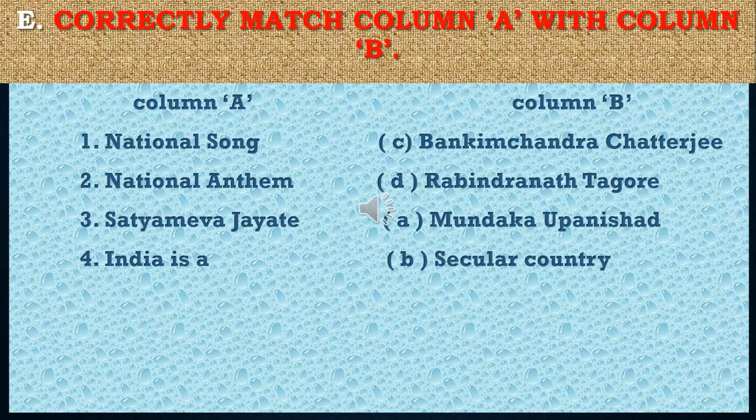Now comes the matching. We have to match column A with column B. The first one is the national song, and it was written by Bankim Chandra Chatterjee. National anthem, it was written by Rabindranath Tagore. Satyamev Jayate, the motto of our national emblem, was taken from the Mundaka Upanishad. India is a secular country.